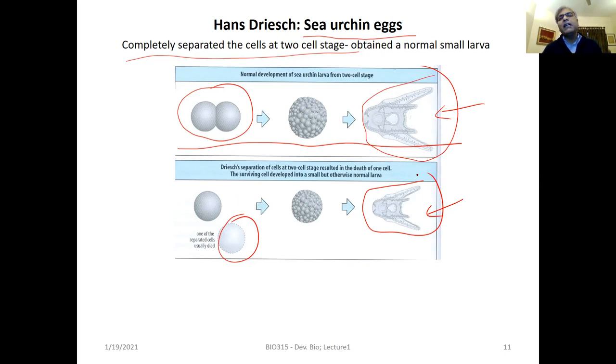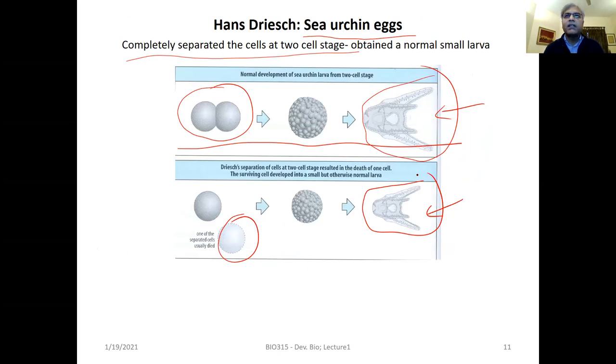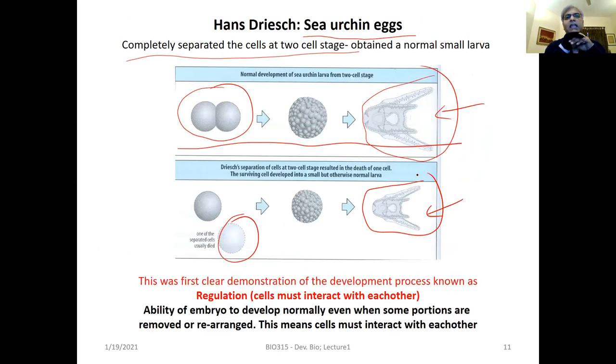So he said development is not mosaic. In the case of mosaic, you have cells having different determinants, and they contribute to development of a complete organism. And if one of the determinants is missing, development will be skewed. In the case of regulated development, and this is called the regulated model of development, he proposed that even if a few of the determinants, as in the mosaic model, are missing, the rest can compensate, and they interact with each other. It means the interaction of the cells.